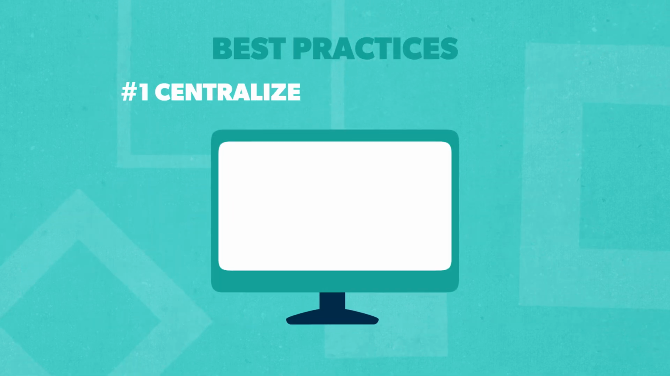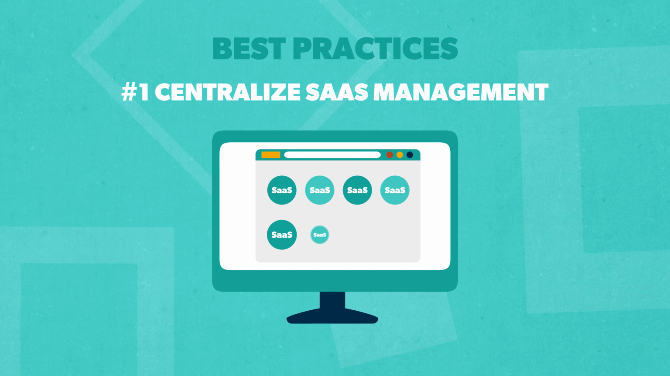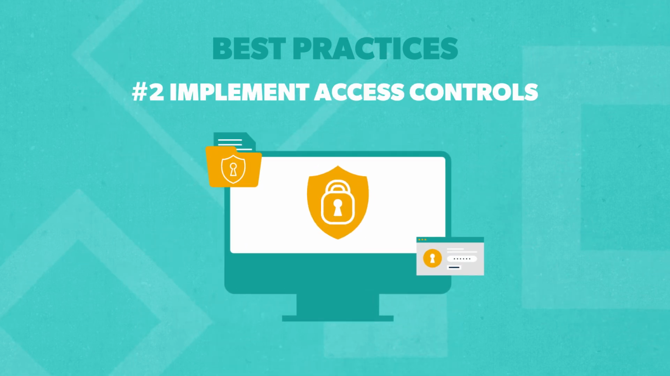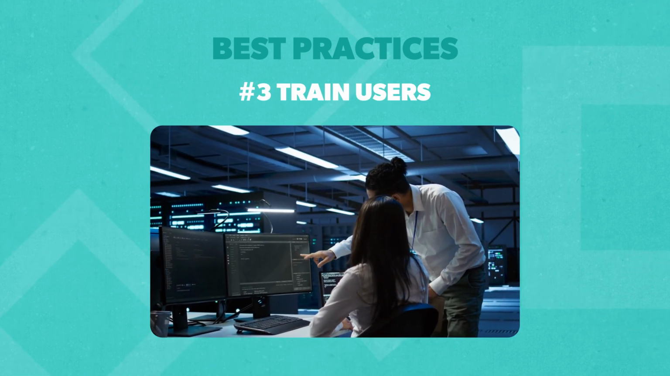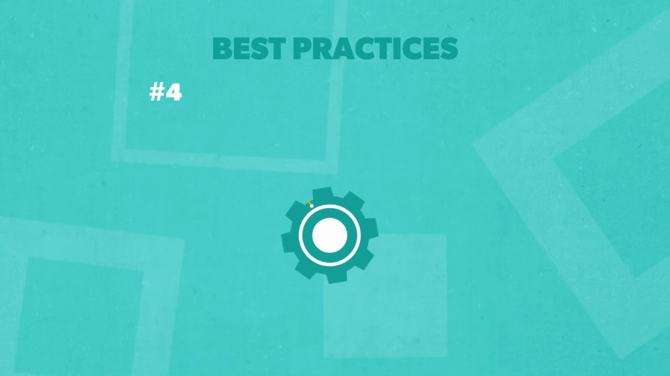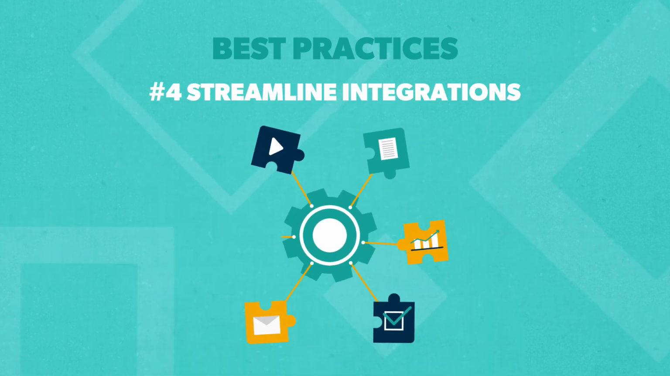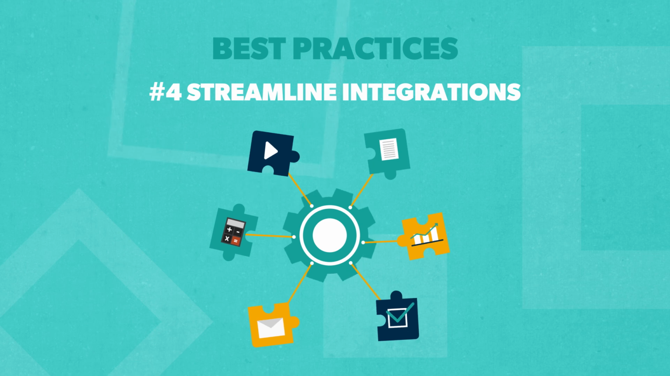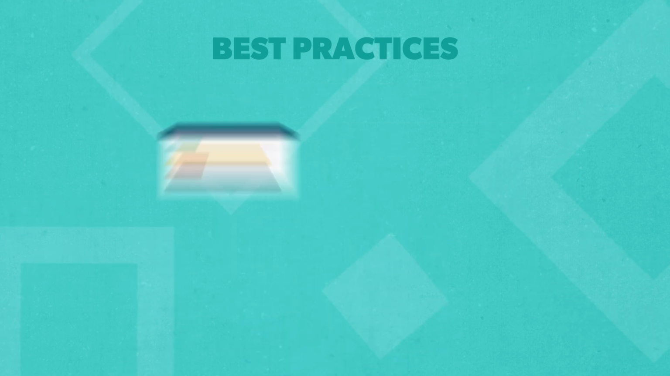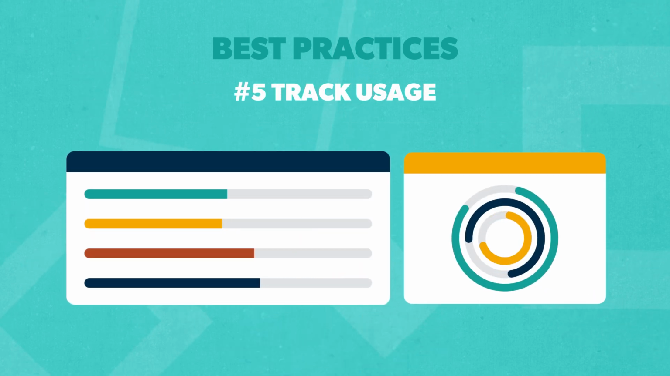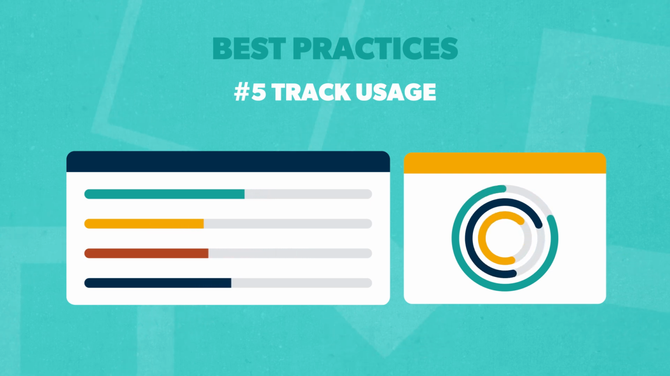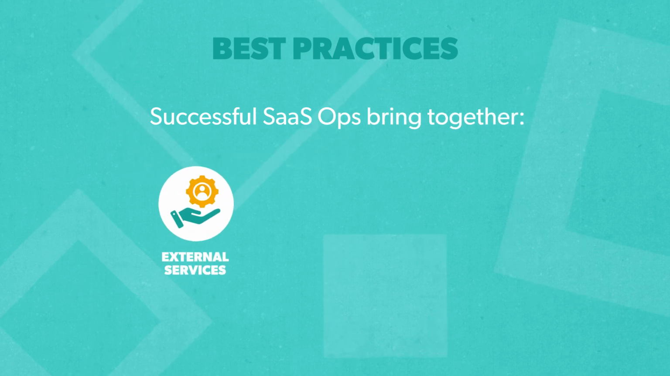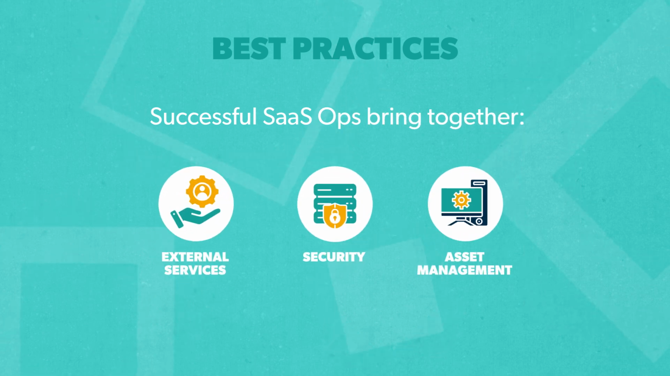The best way to start is by centralizing SaaS management on a single platform that lets you monitor all services from one hub. From there, implement strong access controls to keep your organization safe. Train users to increase proficiency and teach them how to avoid security risks. Streamline integrations between different third-party providers by facilitating data flow between apps and setting up users with single sign-on. And keep track of the way your teams are using SaaS tools and how often they use them so your organization gets the most out of their investment. Successful SaaS Ops brings external services, security, and asset management together.